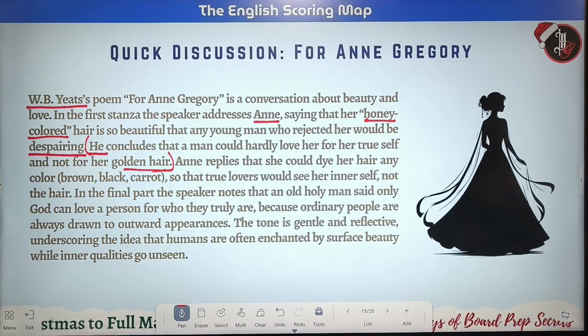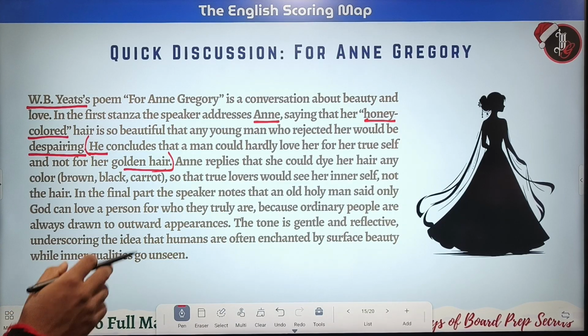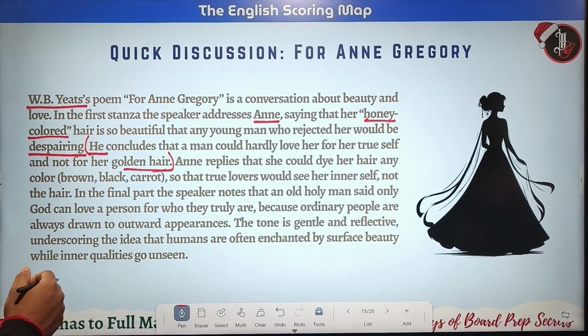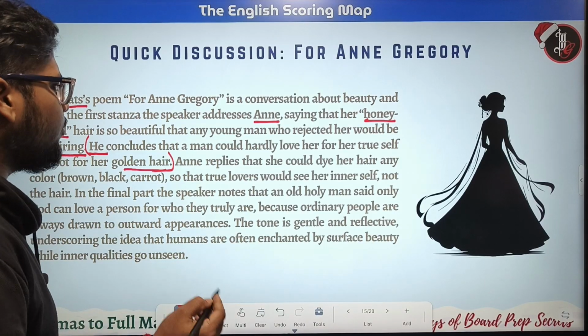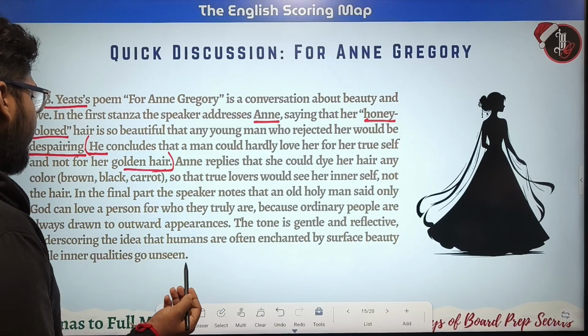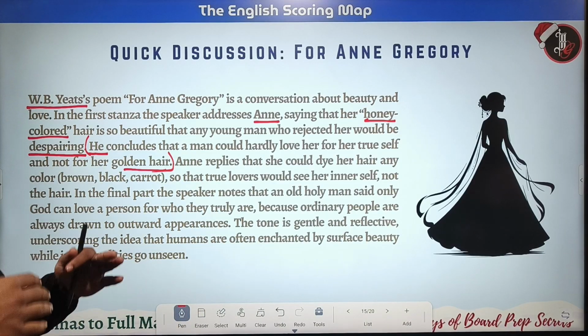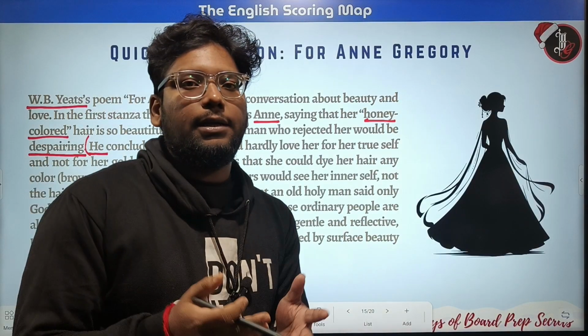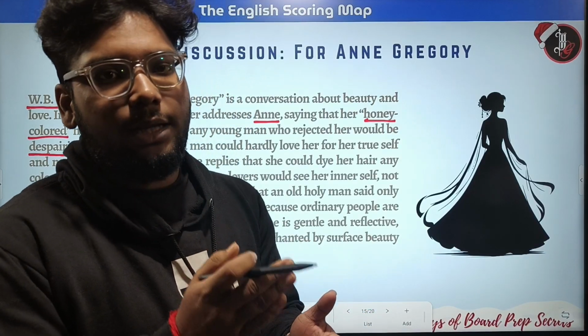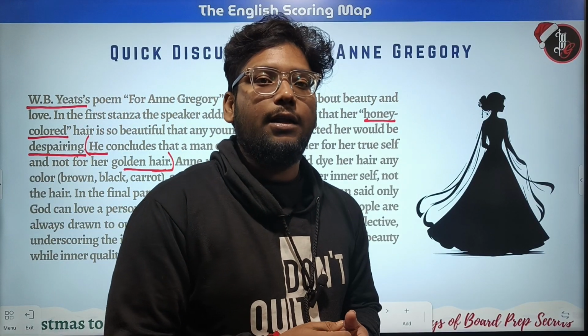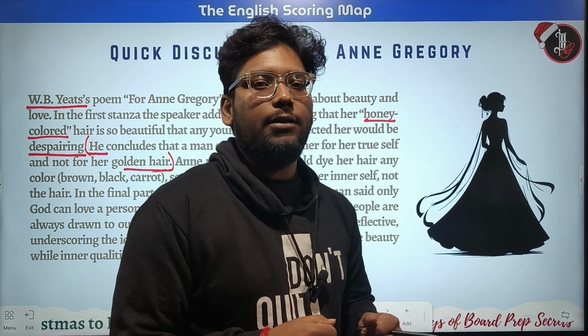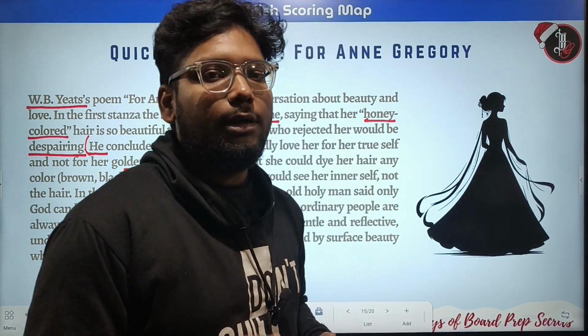Anne replies that she could dye her hair any color, brown, black, carrot, so that true lovers would see her inner self, not the hair. Okay, so that was Anne's response, a very modest response it was. She replies that she would dye her hair with any color, say brown, it can be black, it can be carrot, so that her real lovers don't fall for her golden hair, but fall for her real self.